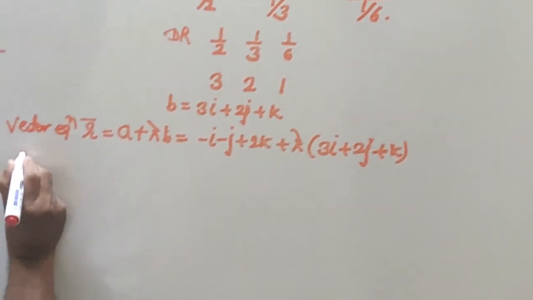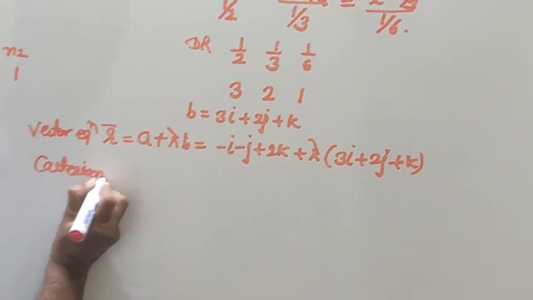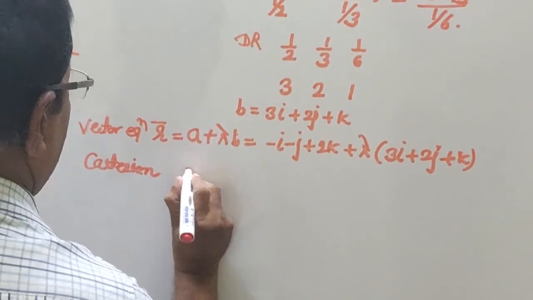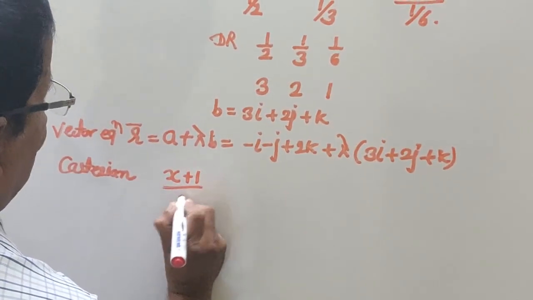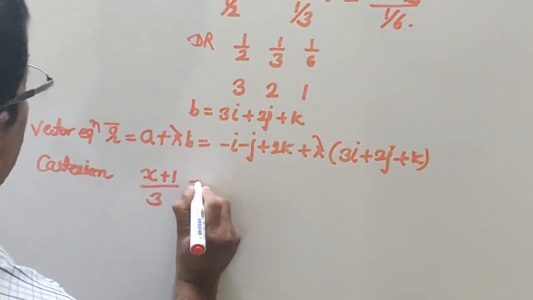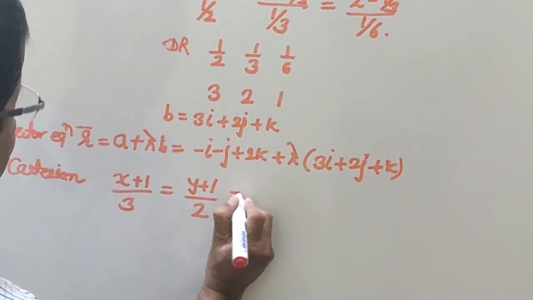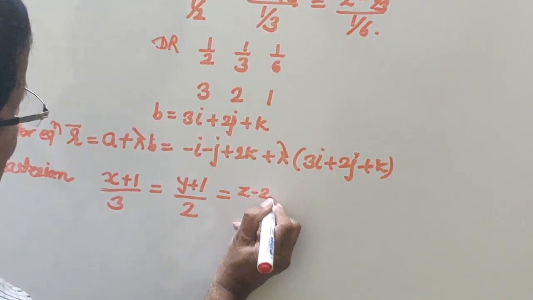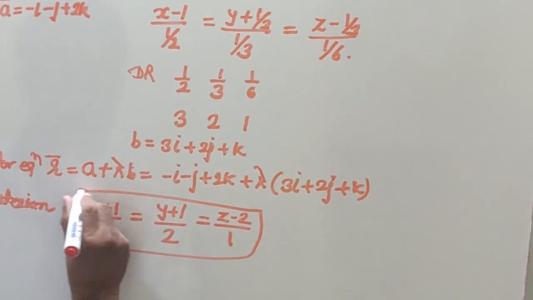Now I am writing the Cartesian equation. Okay, how I will write this: x minus 1, so plus 1 will come, upon 3 will come here. Okay, now this is also y plus 1 upon 2 will come here, then z minus 2 upon 1 will come here. This is the required answer for the given problem.